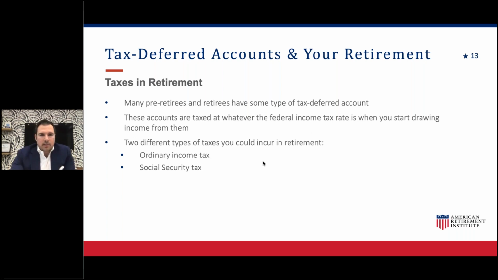These accounts are going to be taxed at whatever the federal income tax rate is when you start receiving income from them. You haven't paid a penny of tax on all that money you put into the account, so naturally you'll pay taxes at ordinary income rates when you start pulling money out. Two different types of taxes you will incur in retirement: ordinary income and then Social Security taxation. Believe it or not, Social Security is taxed differently, and we'll talk about that as well.